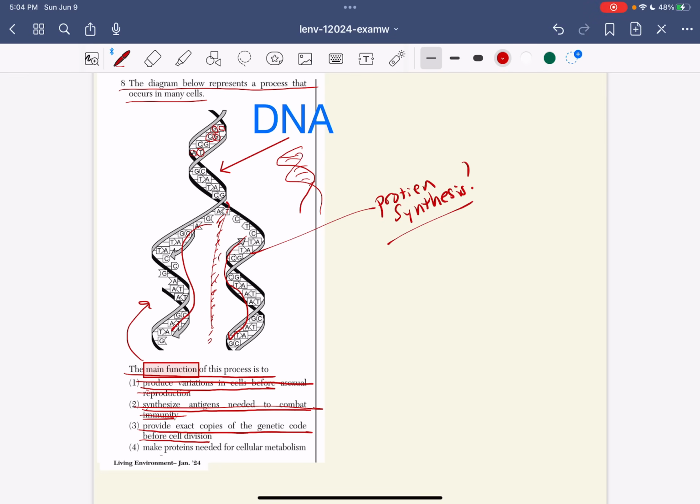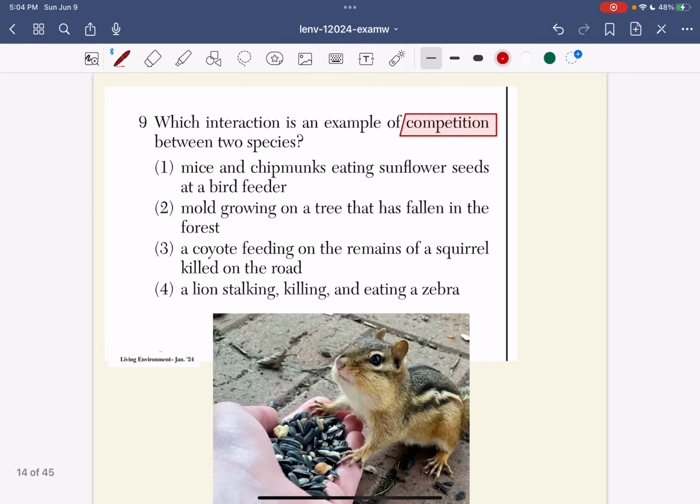This could be what's happening. When cells divide, you do need to replicate the DNA, and it needs to be exact and identical. So number 3 is looking good. Make proteins needed for cellular metabolism. No. So the best answer for number 8, given the choices, is choice 3. As simple as that. Okay, let's move on to number 9.